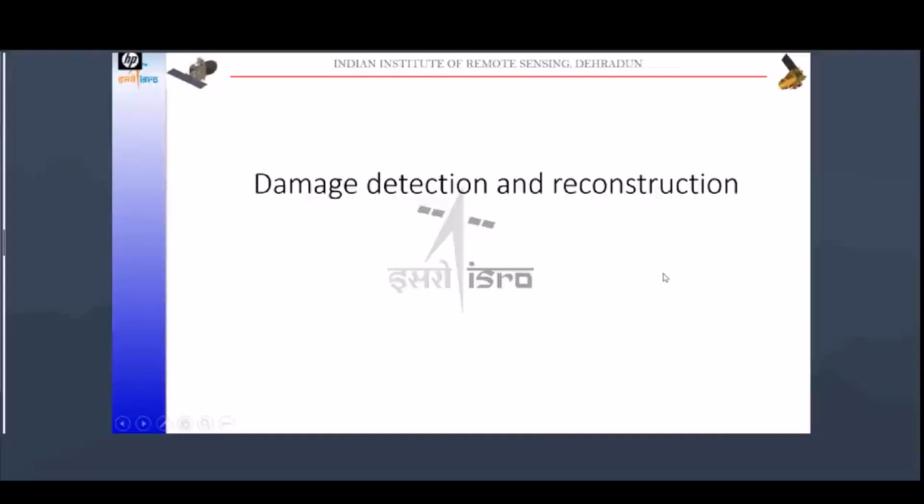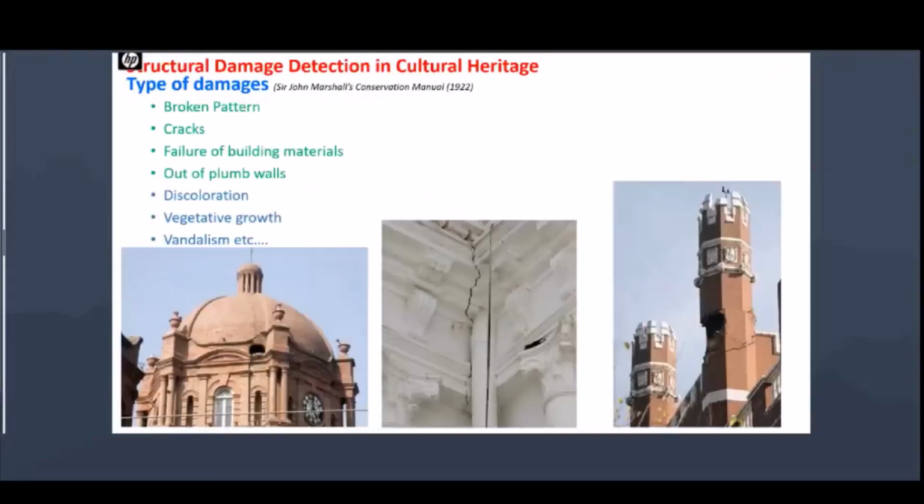If you remember in yesterday's session, I discussed the tilting of Qutub Minar, and how using this three-dimensional model, we were able to measure the amount of tilt in Qutub Minar. The monuments can also show discoloration, vegetative growth, vandalism, etc. So these are a few of the damages which can be observed in the building heritage. What we have studied here is the broken patterns and cracks. These were the two major damages that are encountered in nearly most of the monuments.